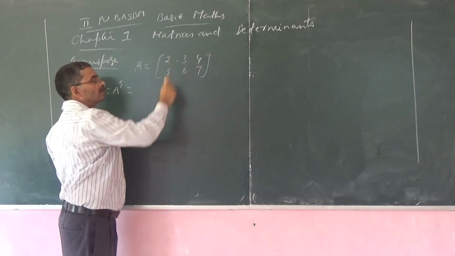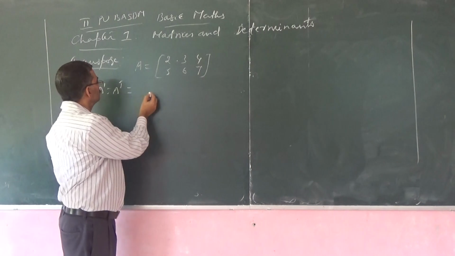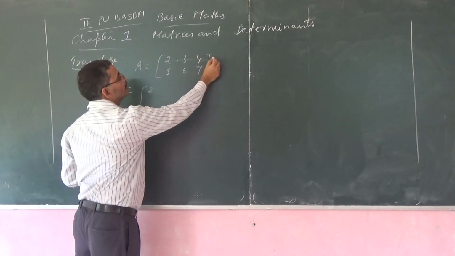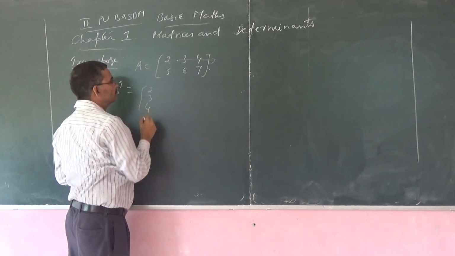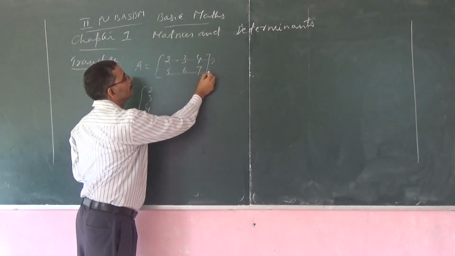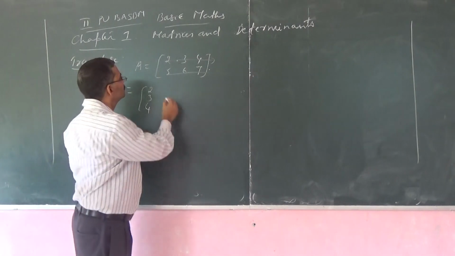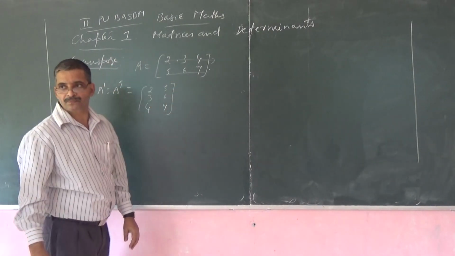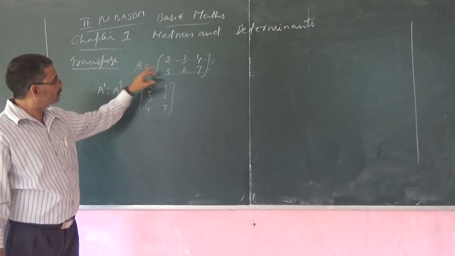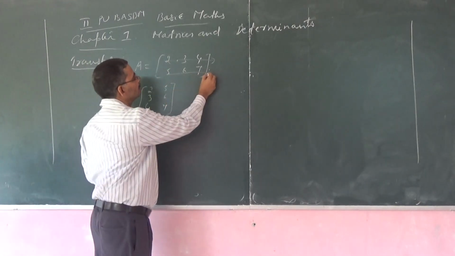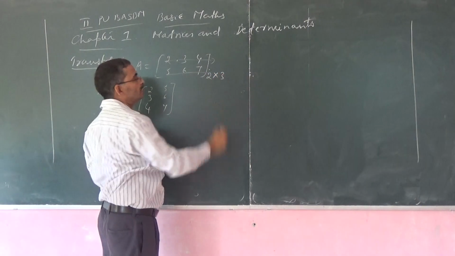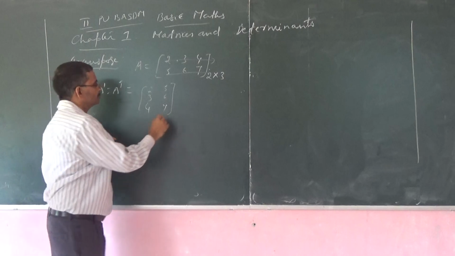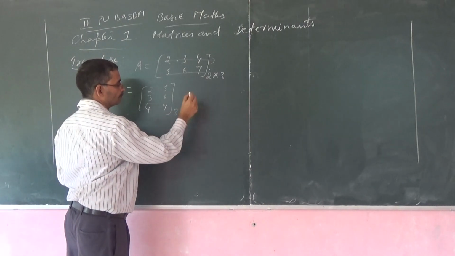First row will become first column. So this will be 2, 3, 4. First row will become first column. Second row will become second column. Observe here. A is of order 2 cross 3, 2 rows, 3 columns. Then its transpose will become 3 cross 2.